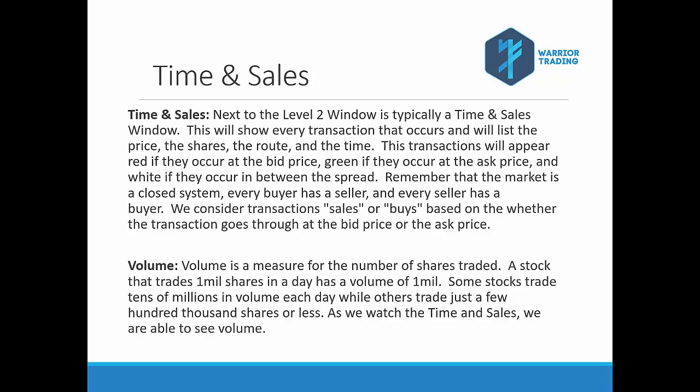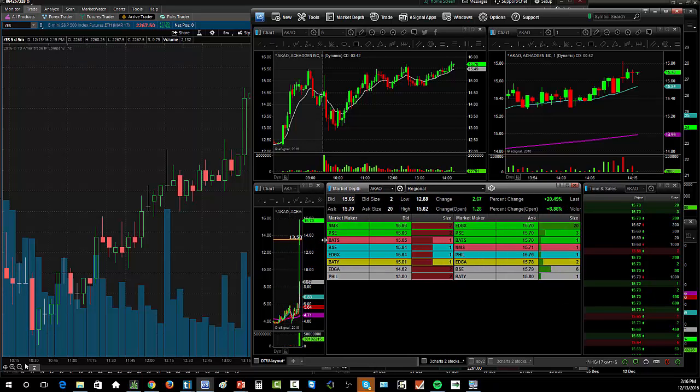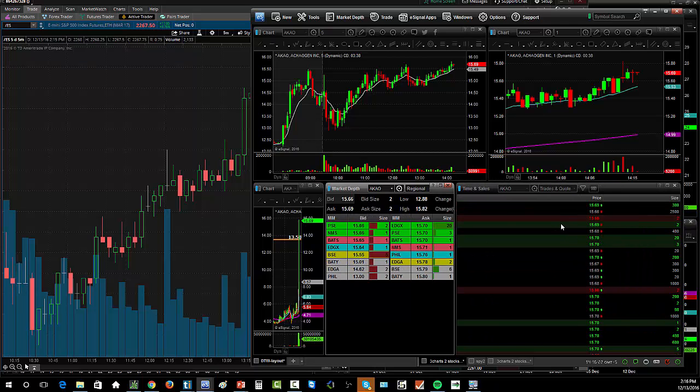Now, in addition to looking at your standard level 2, just to the right of level 2, you have your time and sales. All right. So time and sales is showing every single transaction that occurs, and it's going to list information about that transaction: the price, the shares, the route, and the time. So if we look at this example that I've got on my screen, we've got AKAO, this is our level 2, and over on the side, this is our time and sales.